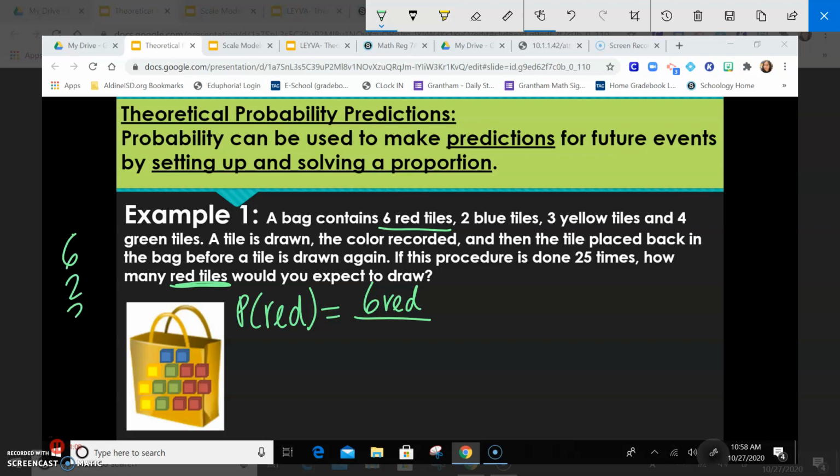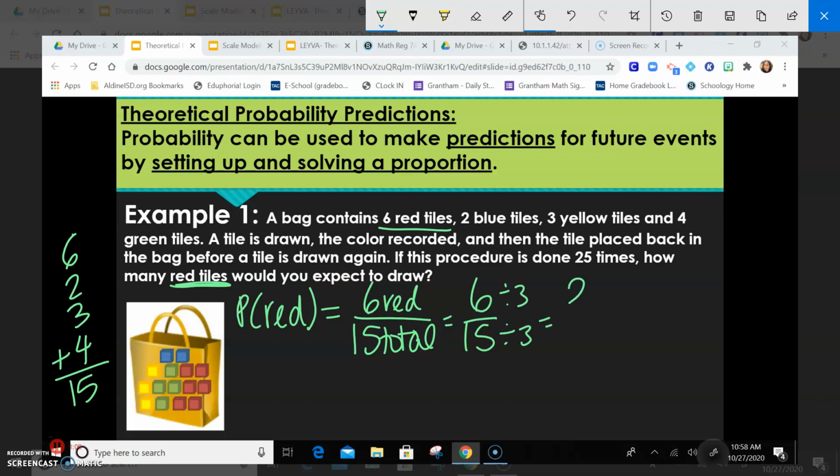So 6 red, 2 blue, 3 yellow, and 4 green. So 6, 7, 8, 9, 10, 11, 12, 13, 14, and 15. So it looks like the bag has 15 tiles in total. So our chances to pick out red right now is 6 out of 15. Remember with probability, if you can, you should always go back and try to simplify the fraction or the ratio. I noticed that 6 and 15 can both be divided by 3, so I'm going to simplify that by 3. And so my chances of picking out a red tile from this bag should be 2 out of every 5 times. But let's go back and look at the question.